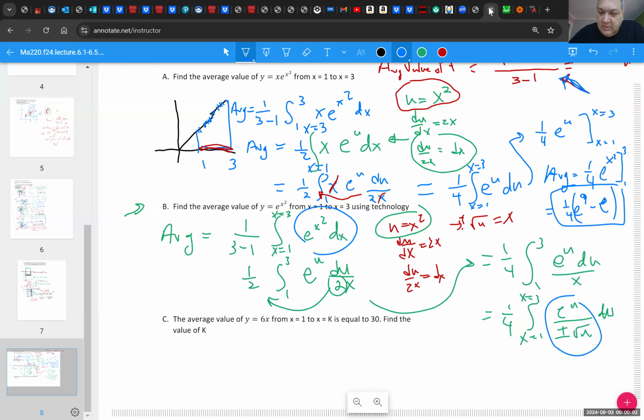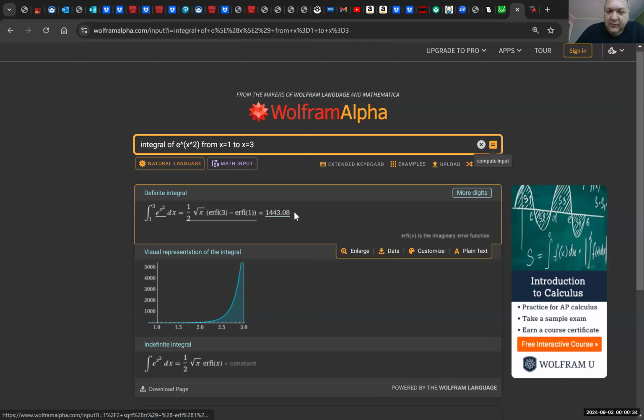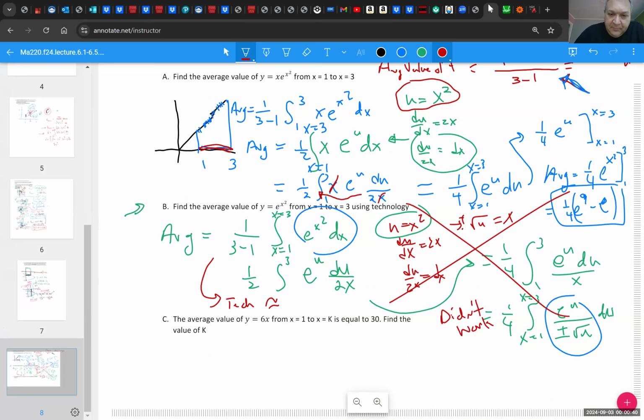So we get all of the stuff. I'll just say didn't work. That way, when someone's reading what I'm doing, they go, oh, it didn't work. However, I can say, this one using technology, approximately, I got to remember the number again, 1443.08. There's my Desmos. There we go.